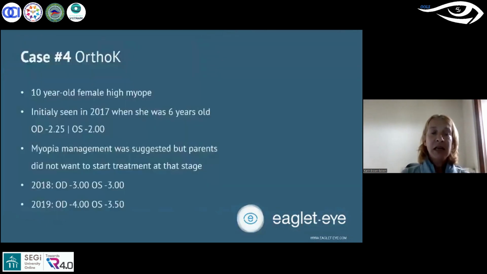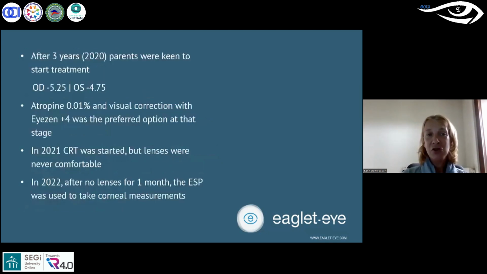So the last case for today was, again, ortho-K. It's a 10-year-old female, high myo. She was initially seen in 2017 when she was 6 years old. So it's 4 years prior. At the time, she was -2.25 and -2. Back then, the myopia management was suggested, but parents did not want to start treatment at that stage. So 2018, she had about an extra diopter in both eyes. 2019, she had an extra diopter in the right, half a diopter in the left. And after 3 years, 2020, the parents were keen to start some treatment.